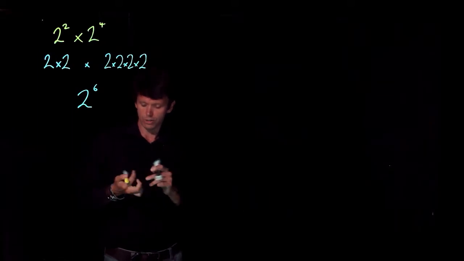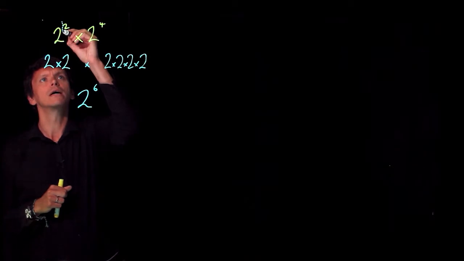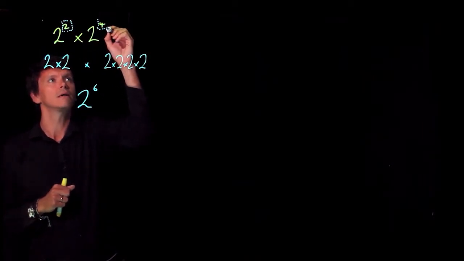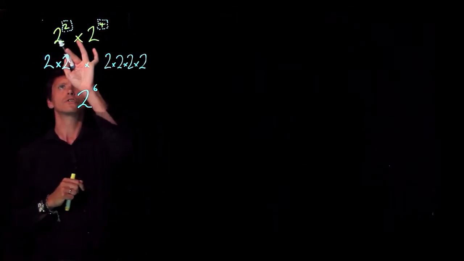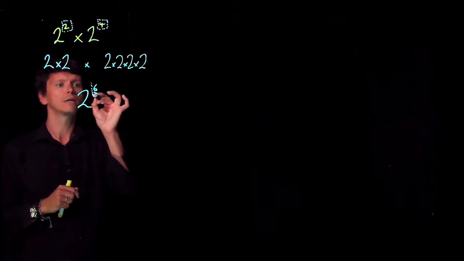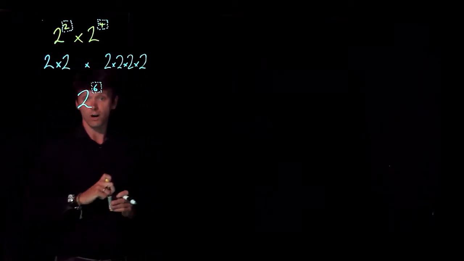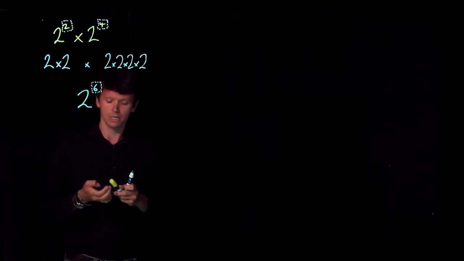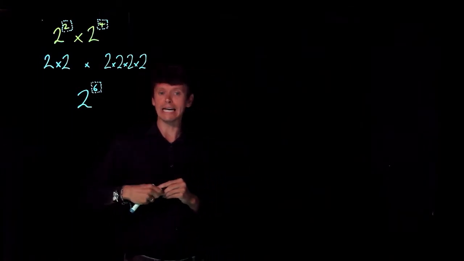Interestingly, you'll notice that if we look at the indices, these little power numbers that we started with, 2 to the 2 and 2 to the 4, effectively we've added those indices to give us our final power, our final index, 2 to the power of 6. Let's have a look at that in algebra, a more general case.